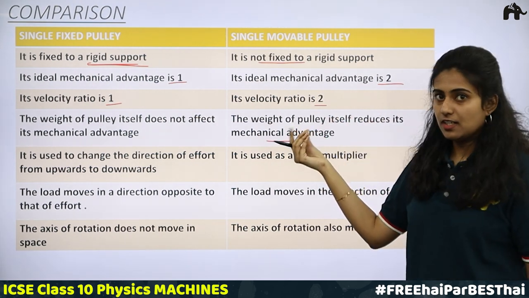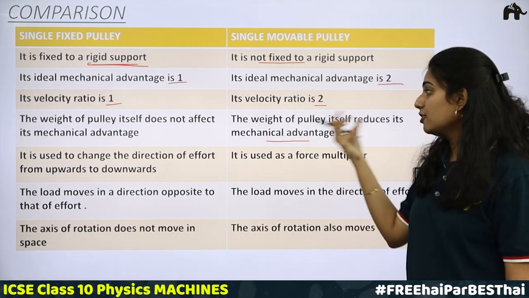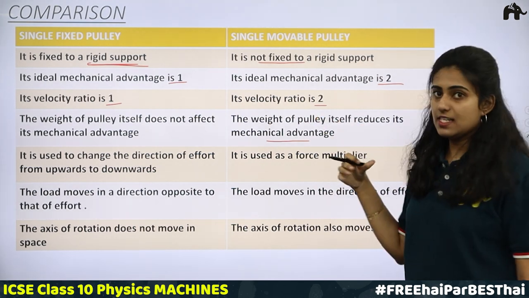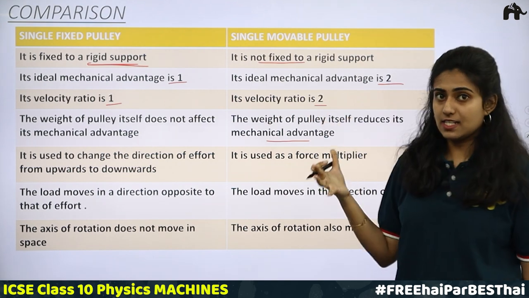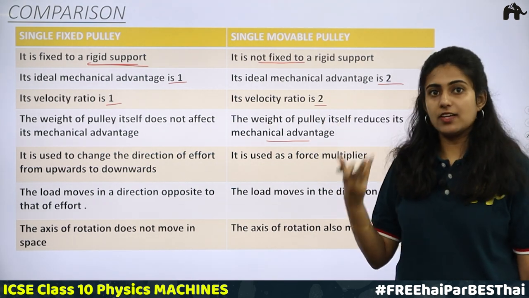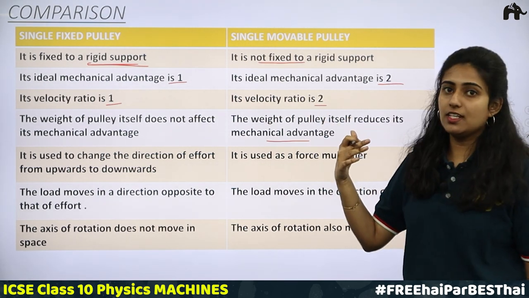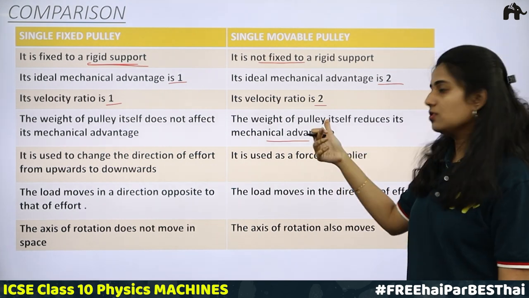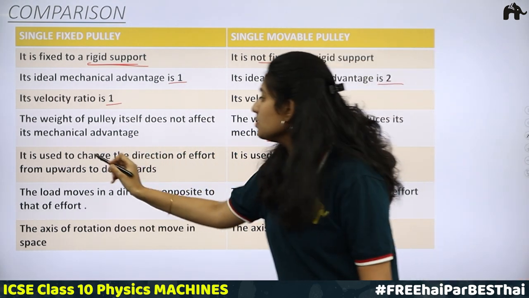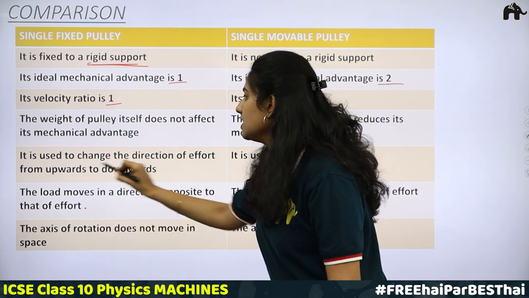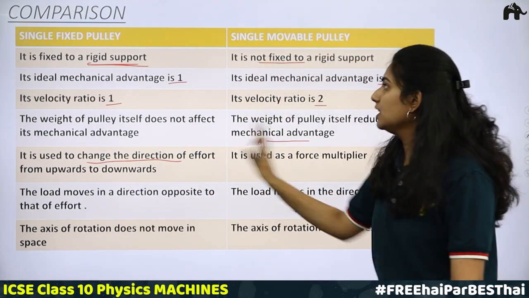We have calculated it. The efficiency is decreasing when the load changes, that is, when the weight of pulley is considered, effort will become more. When effort becomes more, mechanical advantage is decreasing. So it is affecting. It is used to change the direction of effort. So this is an important point. Why are both these used?